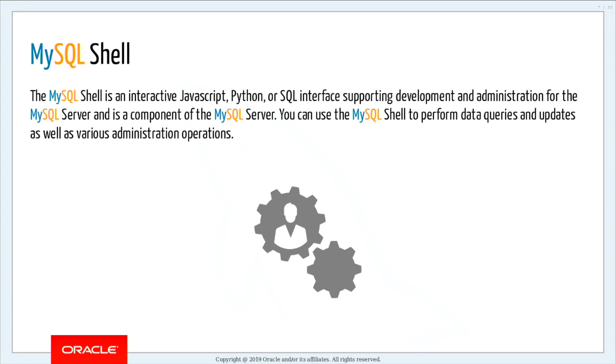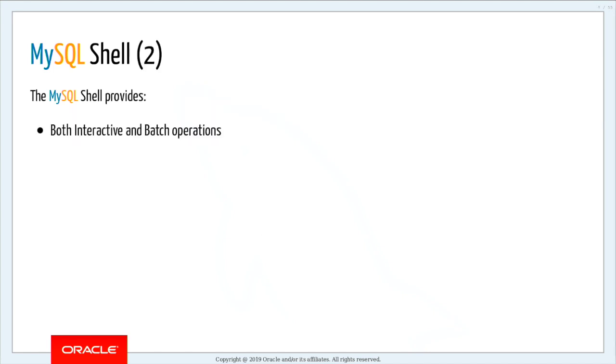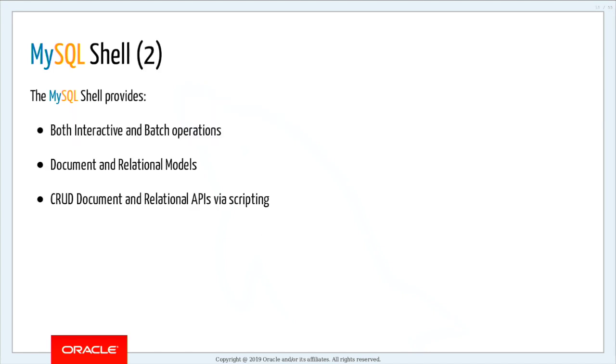You can use it to load JSON files in your document store, for example, with the util object too. You can use it for doing CRUD operations, so you can do a lot of stuff here: interactive batch operation, document and relational models. If you want to use MySQL without any code or any SQL statement, it's possible. We will not cover this during the conference, but if you're interested, come to me or to Dave in the back to discuss that.